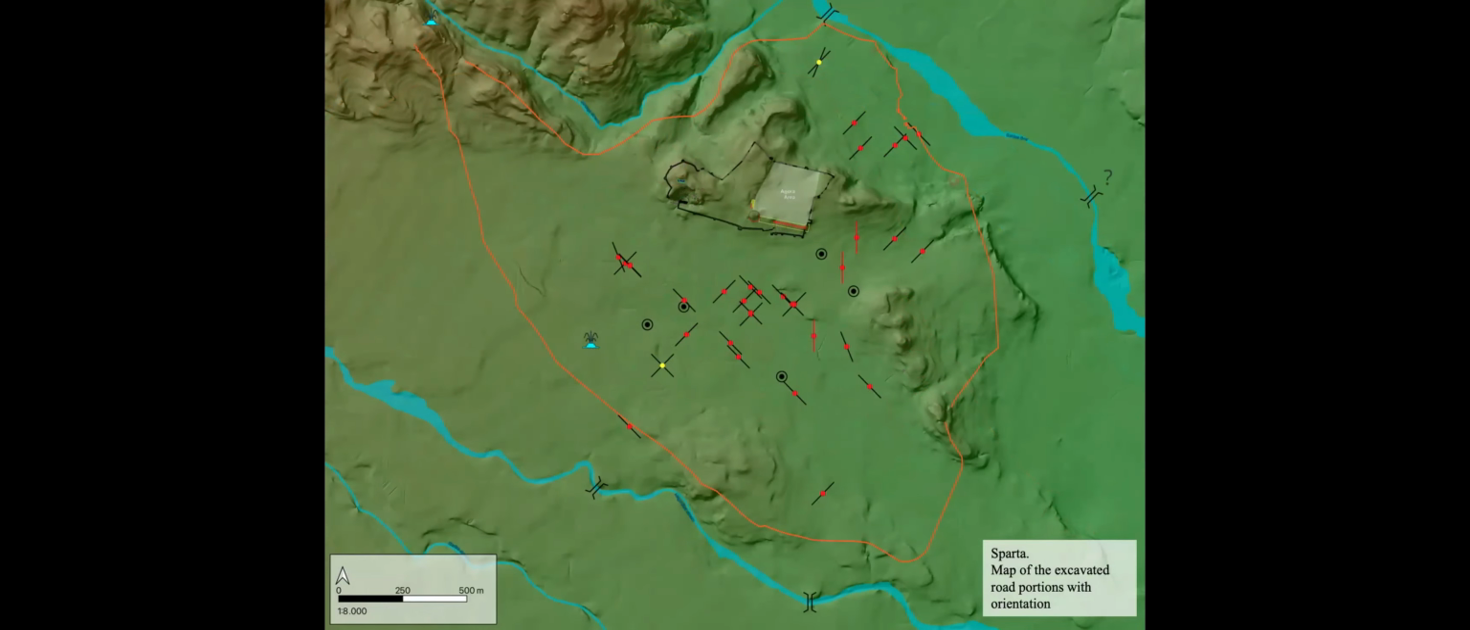which can inform us on the road network, not only within the city, and here we can see a good amount of excavated lanes in this district, but also beyond the urban area. And we will get back to the regional road network after having touched upon case 2, so the GIS work at the Amyklaion.